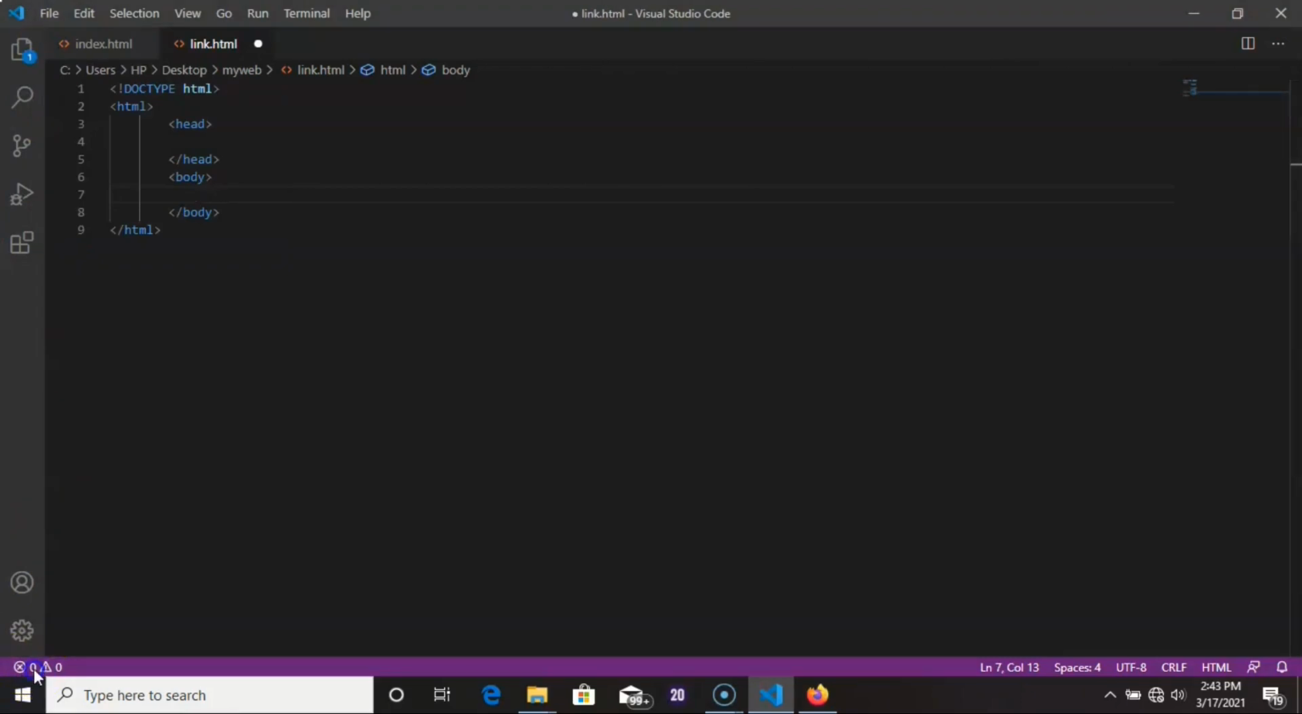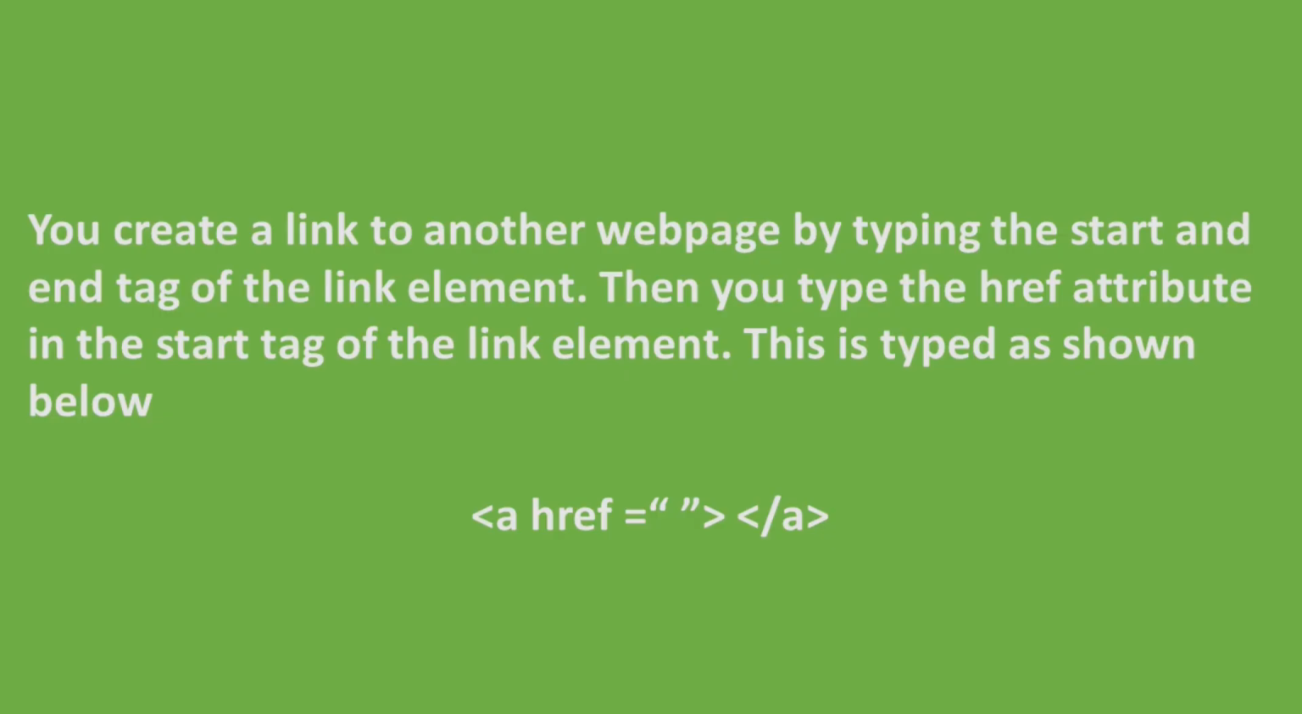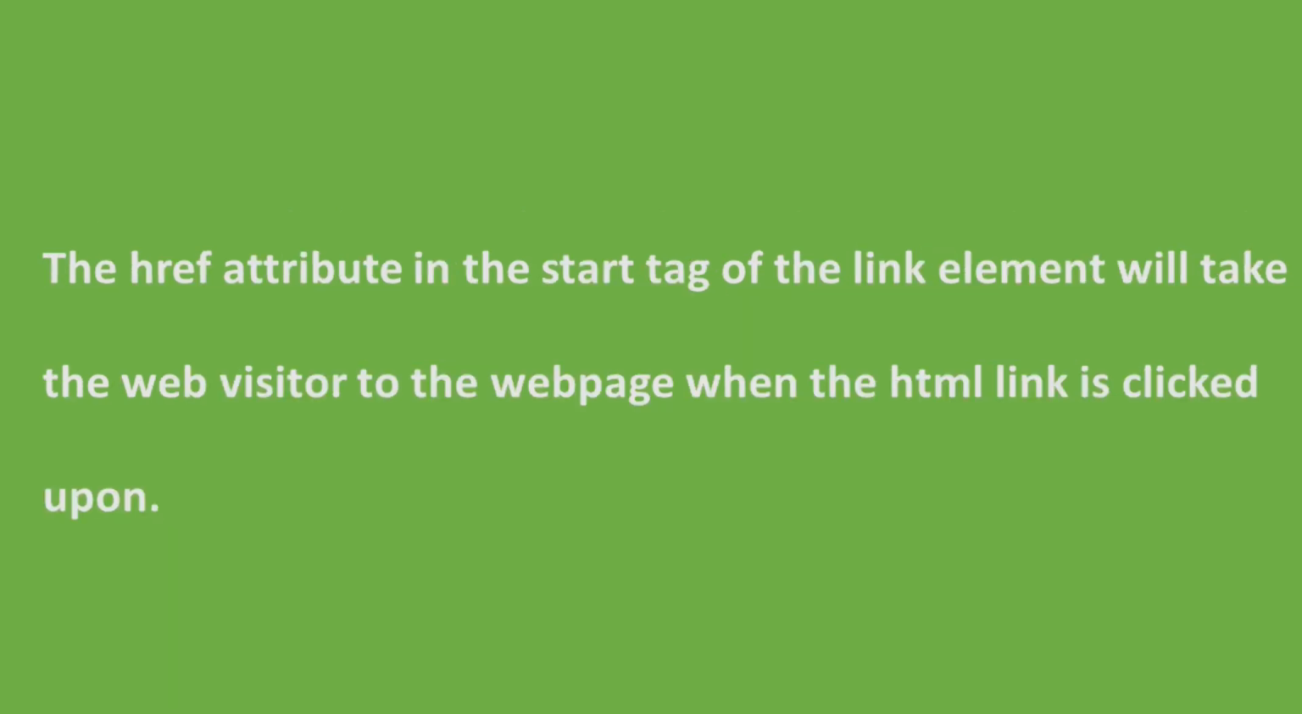It's now time to learn how to create a link. You create a link to another web page by typing the start and end tag of the link element. Then you type the href attribute in the start tag of the link element. This is typed as shown below. The href attribute in the start tag of the link element will take the web visitor to the web page when the HTML link is clicked upon.